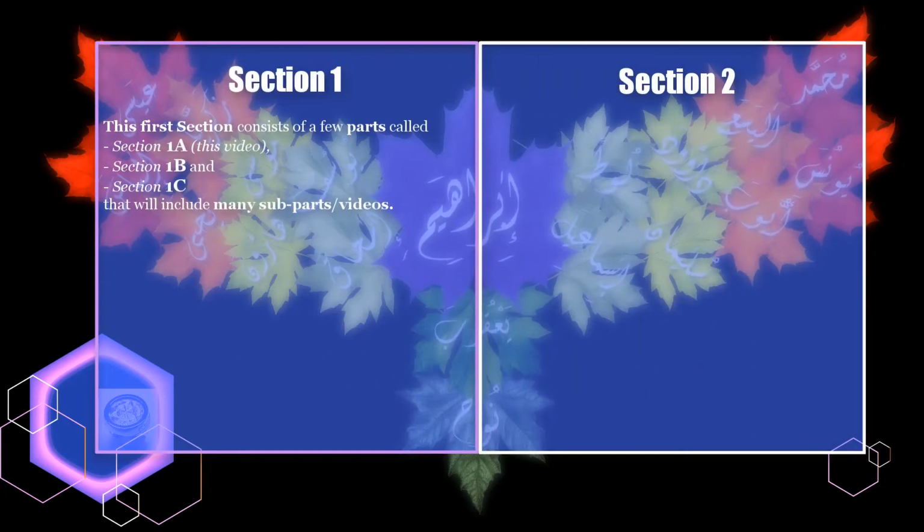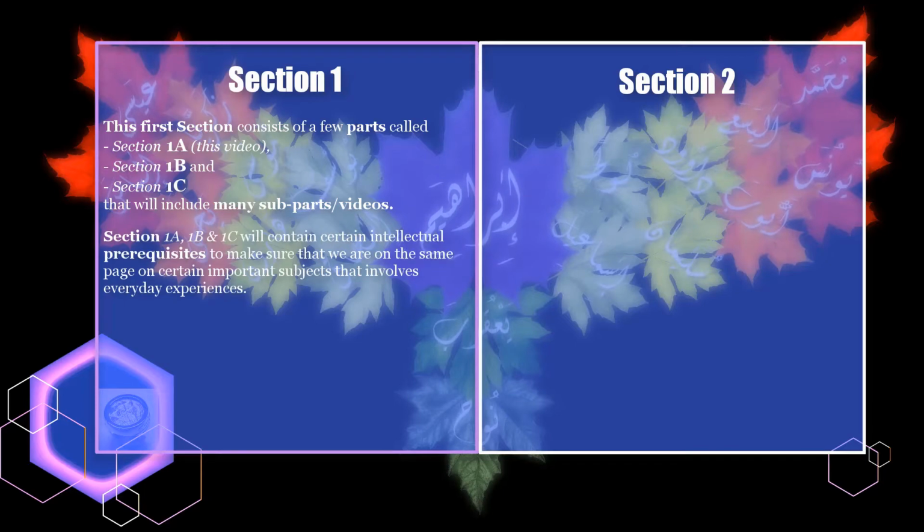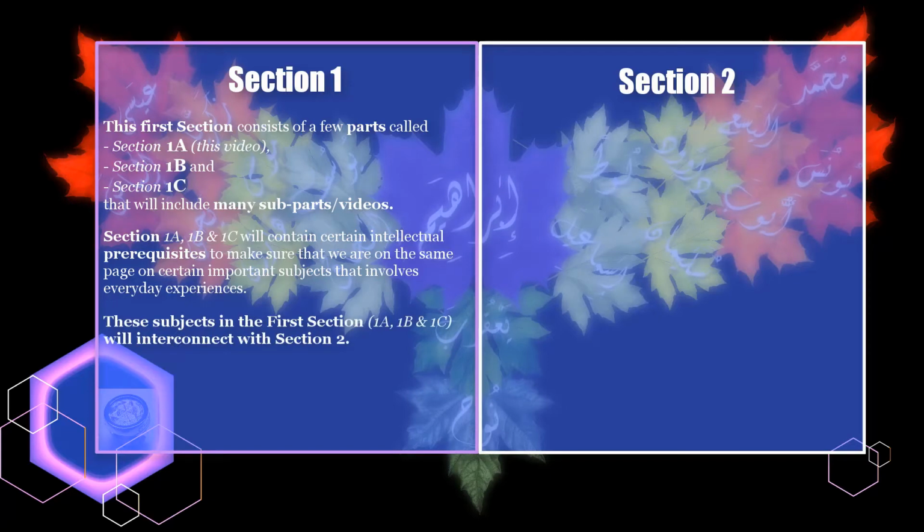This first section consists of a few parts called 1A, this video, 1B, and 1C, that will include many subparts or videos. Section 1A, 1B, and 1C will contain certain intellectual prerequisites to make sure that we are on the same page on certain important subjects that involve everyday experiences. These subjects in the first section will interconnect with Section 2.